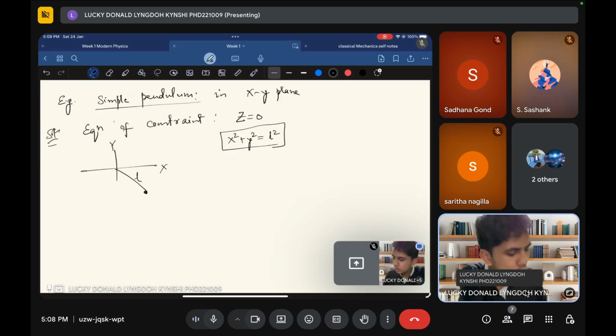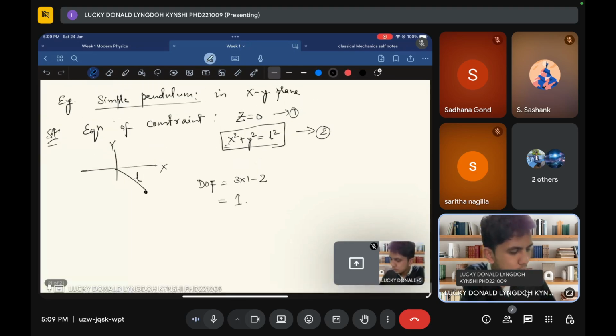So now the degrees of freedom will be equal to 3 minus 2, since there are 2 constraint equations. That means you need only 1 degree of freedom to express the system. Let's say this is equation 1 and this is equation 2. If you know the value of x, then you automatically know the value of y by using this equation, the square root of L square minus x square. So this is the simplest example of degrees of freedom.